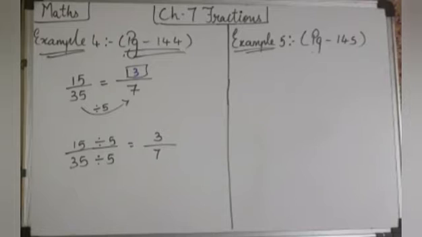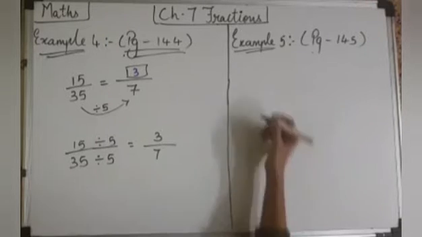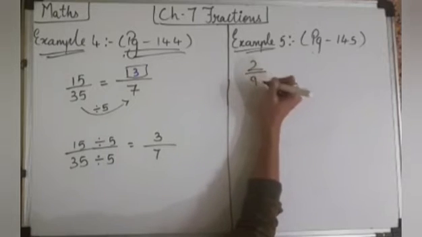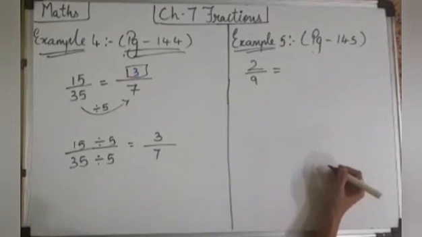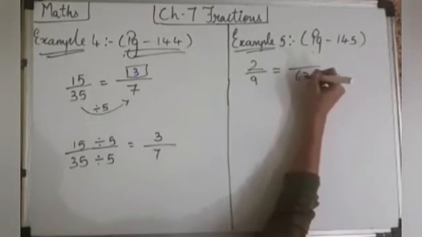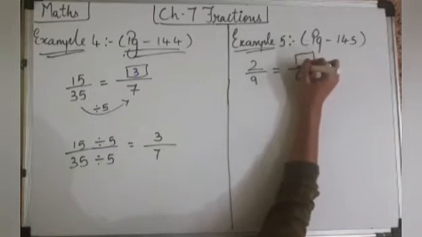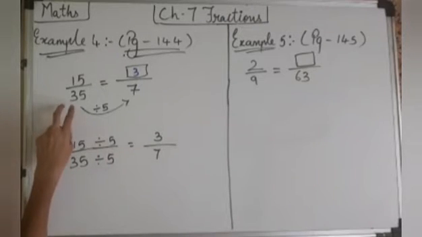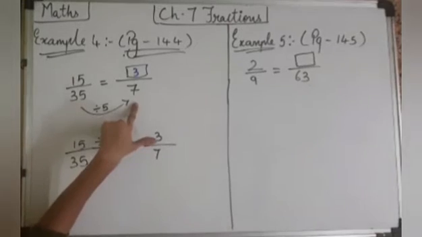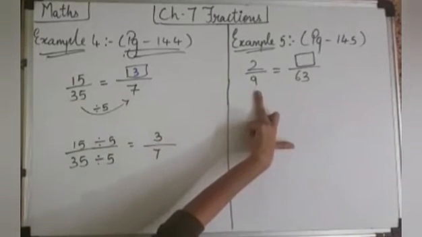It's on page number 145. In this it is written: find the equivalent fraction of 2 upon 9. 2 upon 9. And here what have they said? They have said that the denominator should be 63. Here they are telling that they want a denominator 63. So, in the previous example the first number was bigger than the other number. Here the first number is smaller.